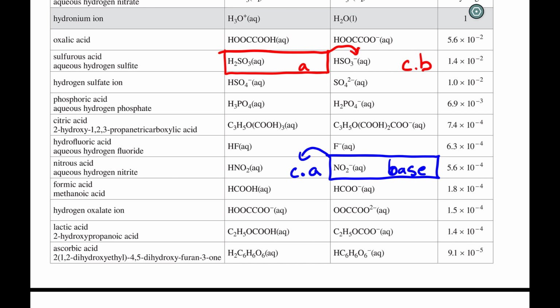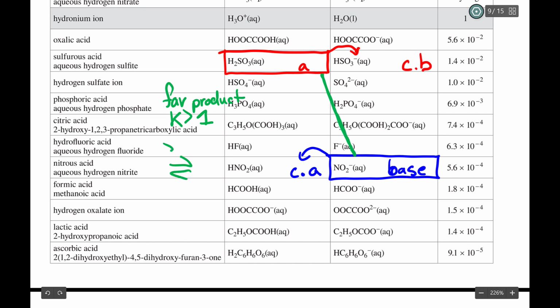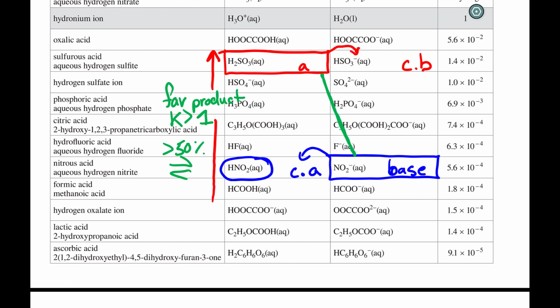The first question I'll answer is the favorability of the reaction. Because the acid falls above the base, I know that this is going to favor the products, that the K is going to be greater than 1, or I could say that it's greater than 50% forward. Now, the other questions were what is the strongest acid, what is the strongest base, and amphiprotic species. Acids get stronger as you move up this table, and the two acids that we had were HNO2, a product, and H2SO3, the reactant. Because H2SO3 is farther up the table, this is the strongest acid out of the two.